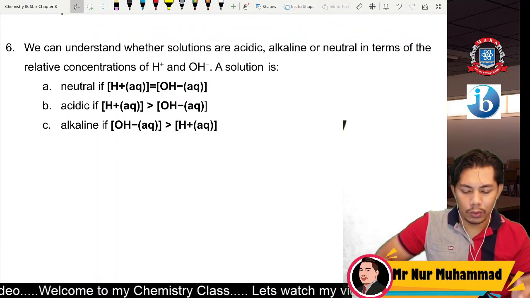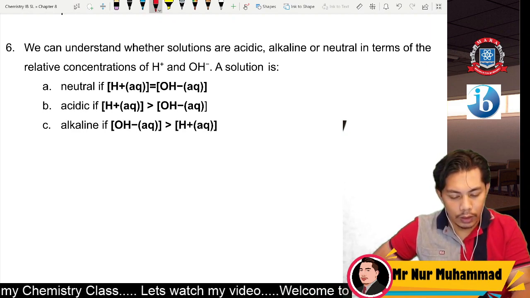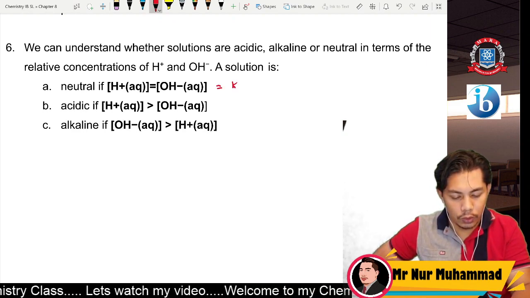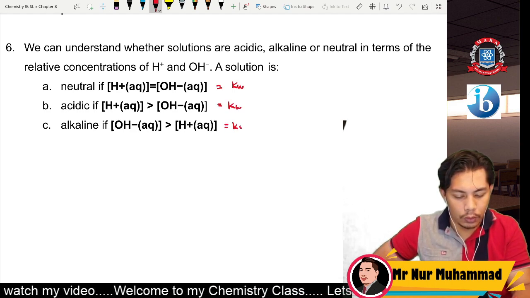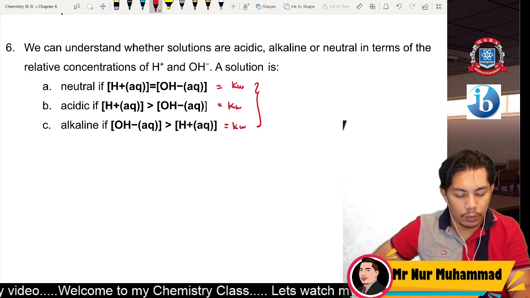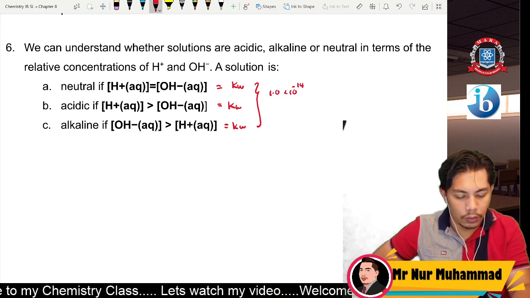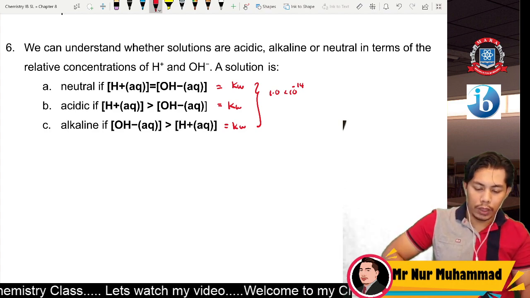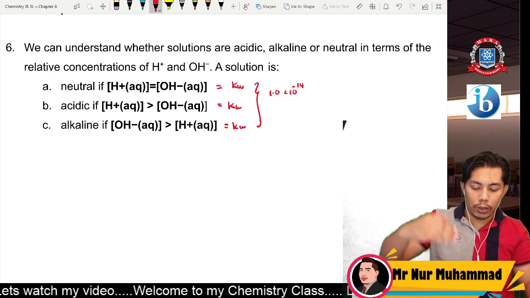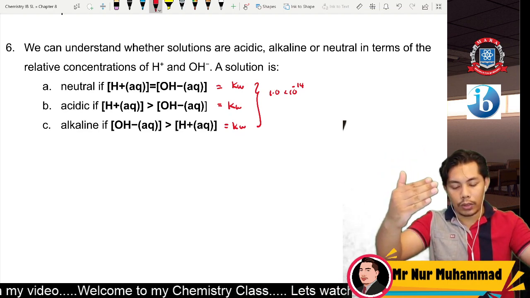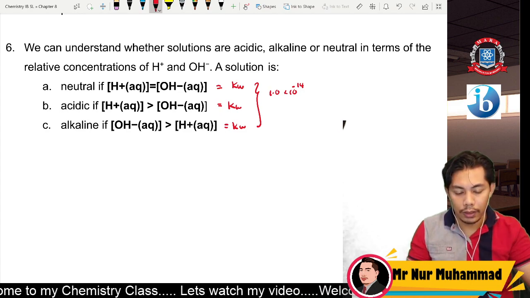Whatever the values of hydrogen ion and hydroxide ion, it will produce the same value of Kw, which is 1.0 times 10 negative 14. Meaning that if the concentration of hydrogen ion increases, the concentration of hydroxide ion must decrease, and vice versa.